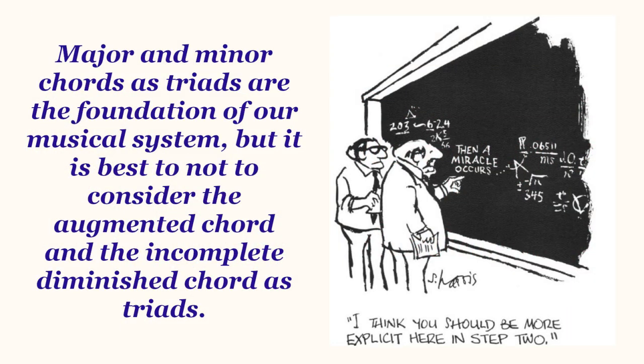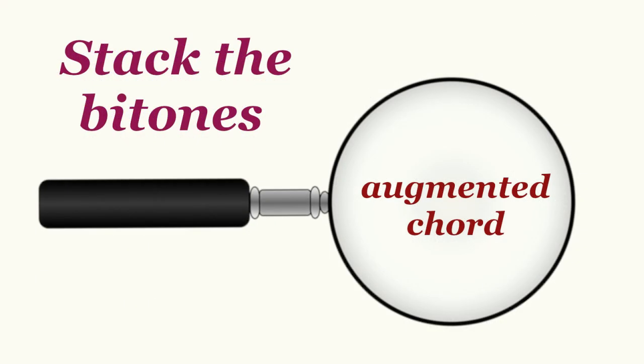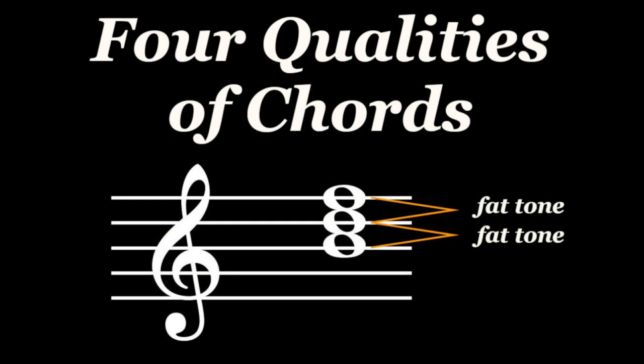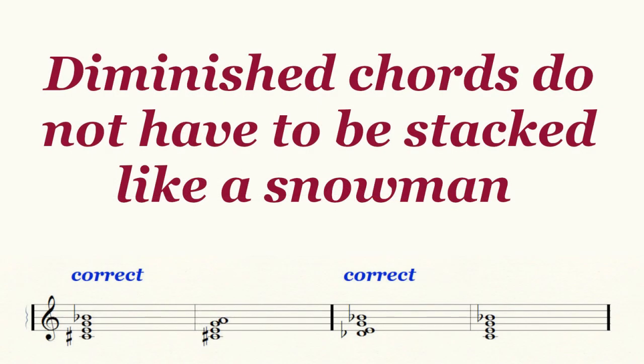Here is what we can take away from all of this. Major and minor chords are the backbone of our musical system. They are very predictable in terms of what they will look like on the page. However, the other two qualities can have very different looks on the page. For this reason, the augmented chord and the incomplete diminished chord are not really triads. You also want to keep in mind that the diminished chord has to have 4 notes to be complete.